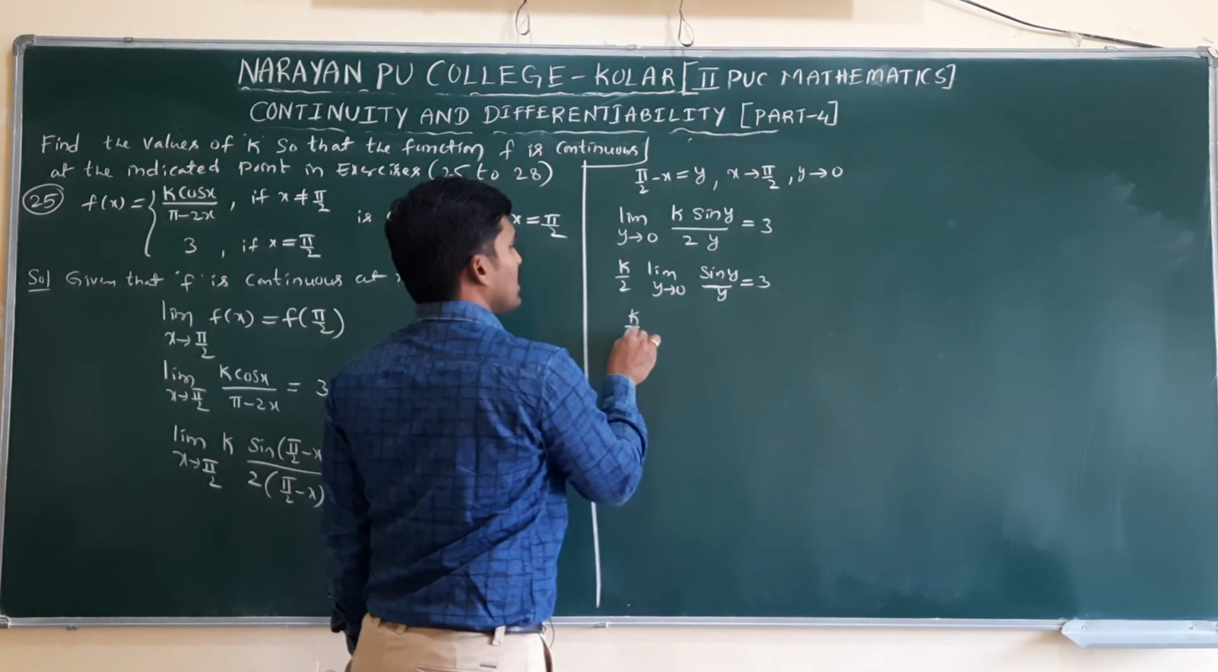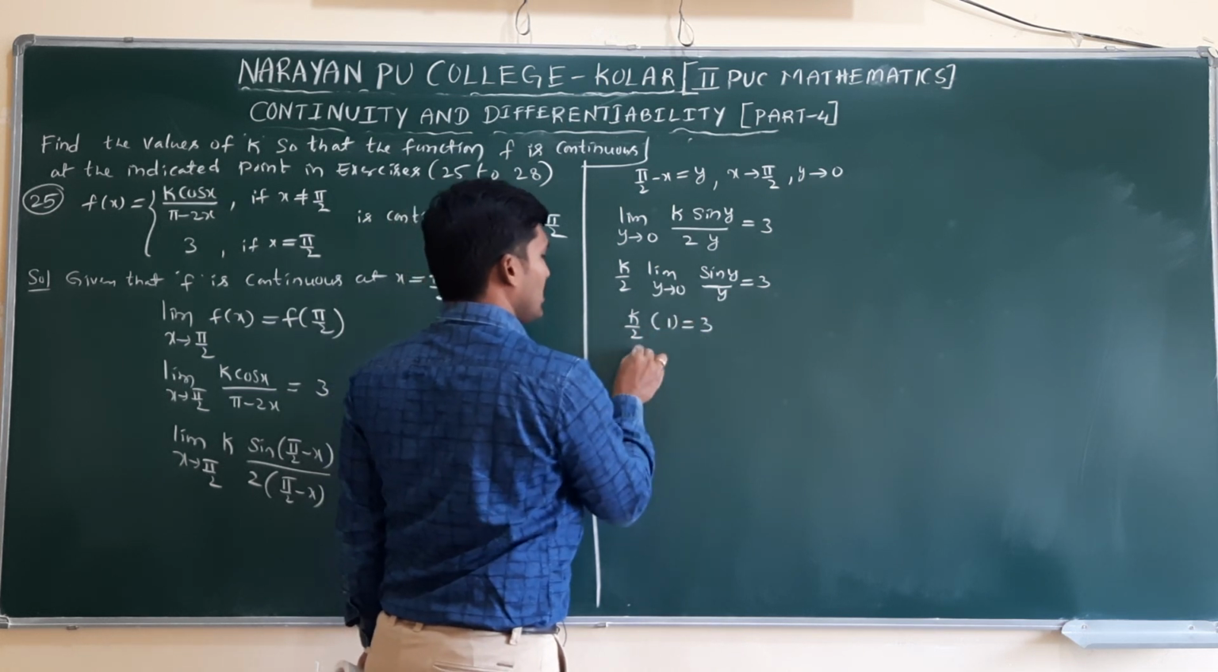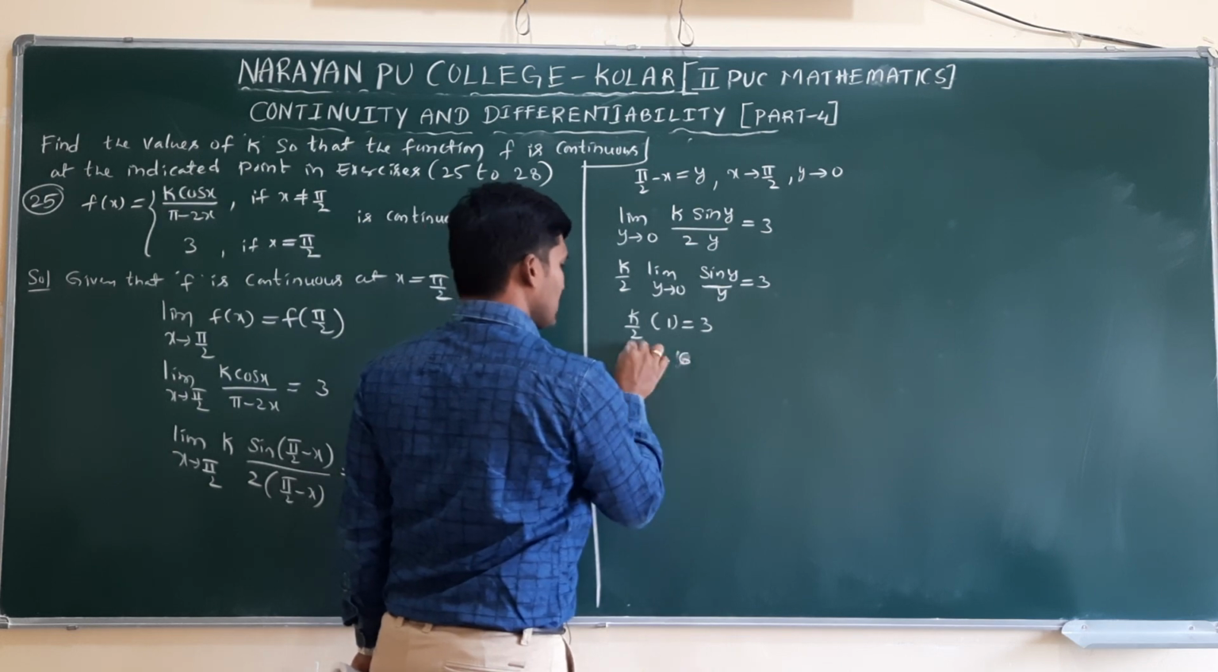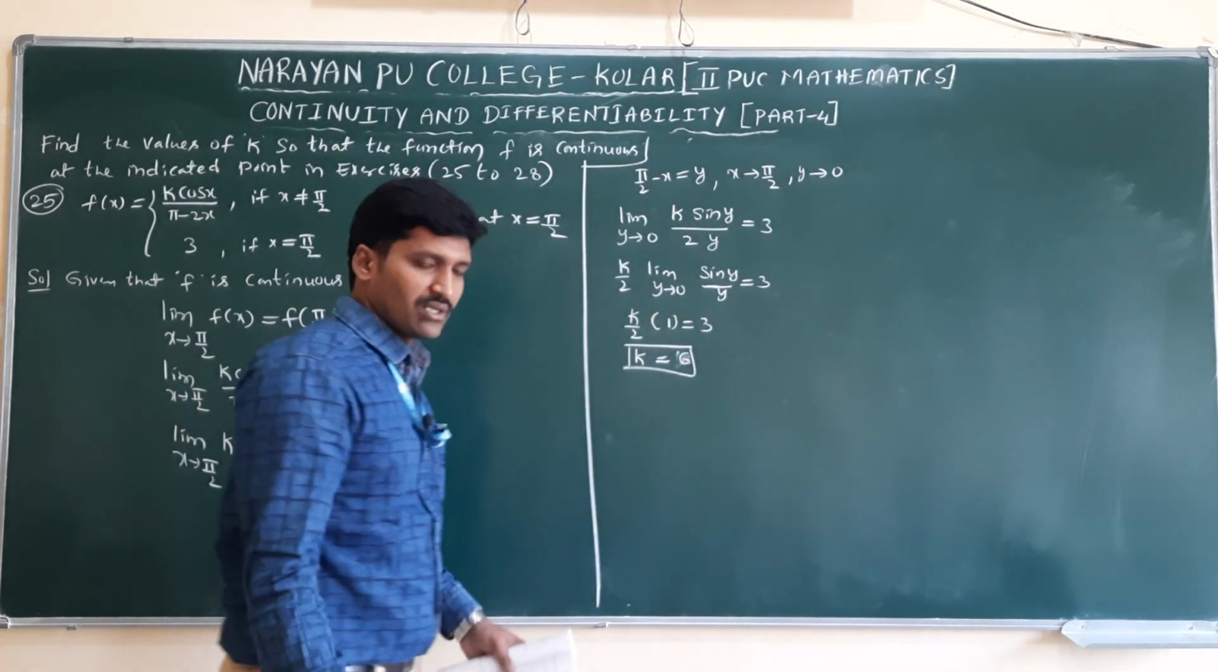So what can we take here? k by 2 into 1 equals 3, k into 1 is k, cross multiply. Now 2 threes are 6, so 6 is the answer for this question.